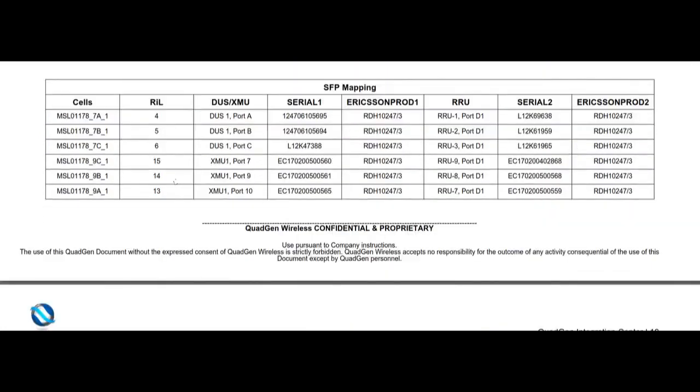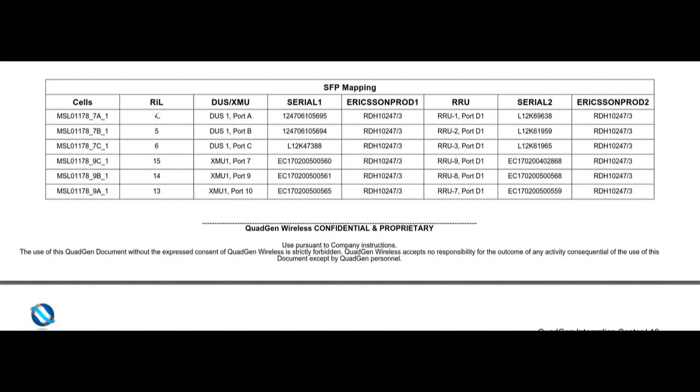So starting on the left here, we see the cell identifier. We're still on MSL 01178. We're on the 700 frequency on alpha sector. We're looking at RI link number 4, and that number there is just an arbitrary number that the technician on the other end gives it during scripting. We can use that to reference that RI link and gather some more information about it that we can talk about in other videos, how to troubleshoot fiber loss and so on.